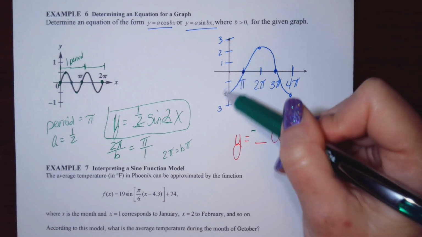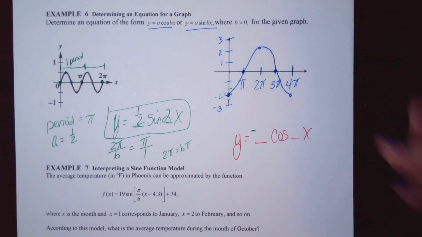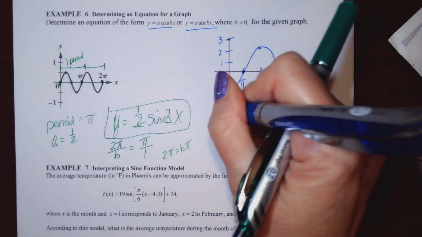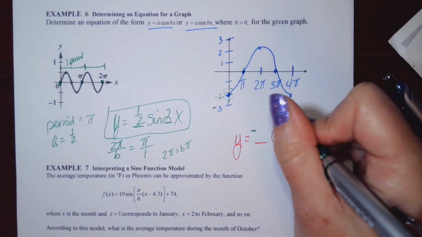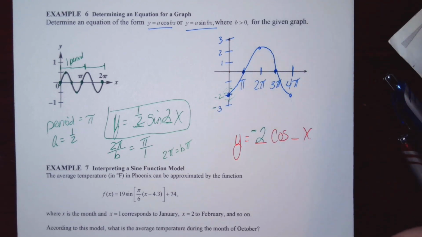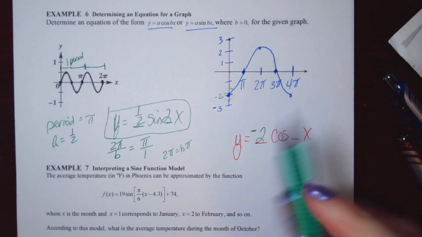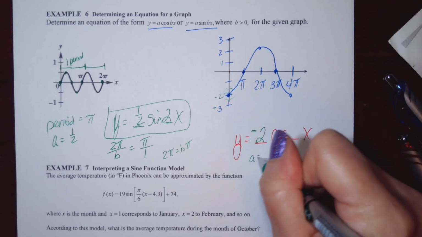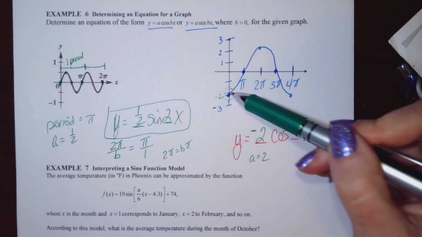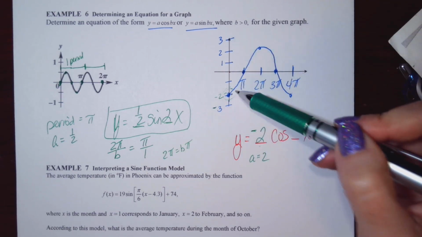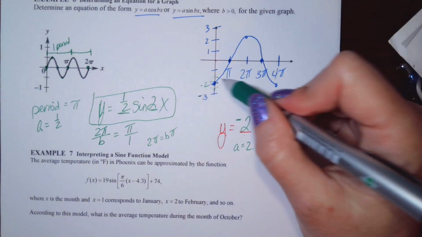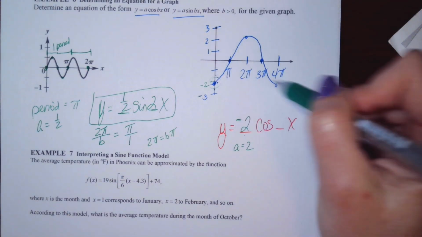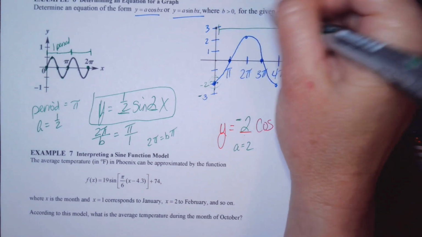And my trough is at -2. That's a -3 there. My trough is at -2. My peak is at +2. So this value for A is going to be 2. My amplitude is 2. That negative is what caused me to reflect across the x-axis. And then I need to figure out about the period. Now 1, 2, 3, 4, 5, this is just one cycle, one period.